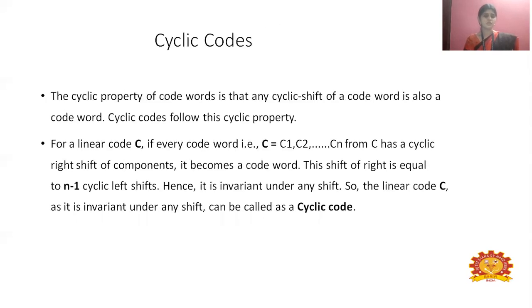The next one is the cyclic codes. The cyclic property of the code words is that any cyclic shift of a code word is also a code word. For a linear code C, where C is equal to C1, C2, up to Cn, if every code word has a cyclic right shift of components that is also a code word, then the shift to the right is equal to n minus 1 cyclic left shifts. Therefore, it is invariant under any shift. So a linear code C that is invariant under any shift can be called a cyclic code.